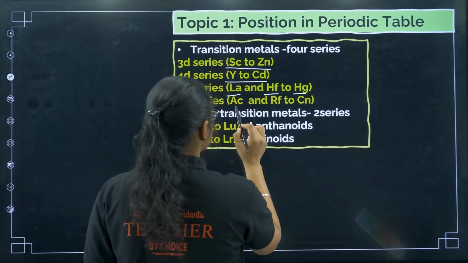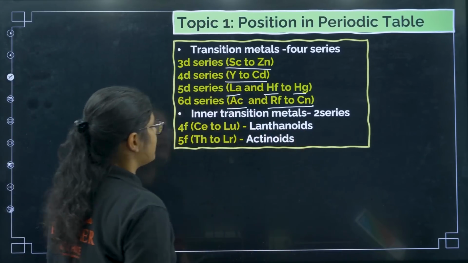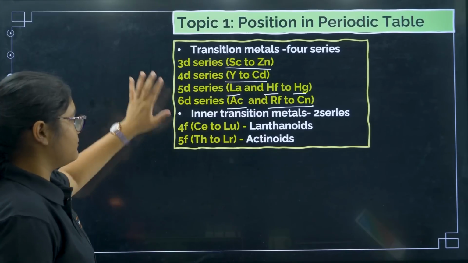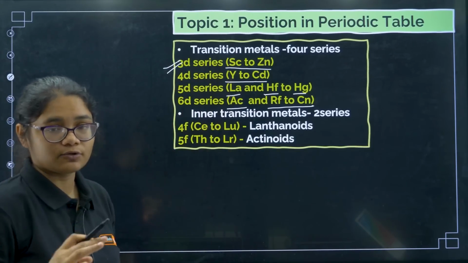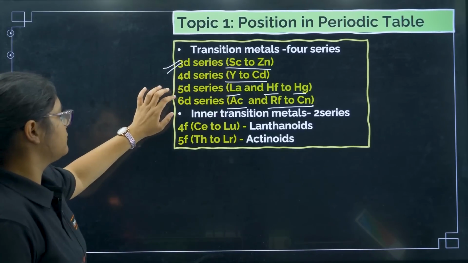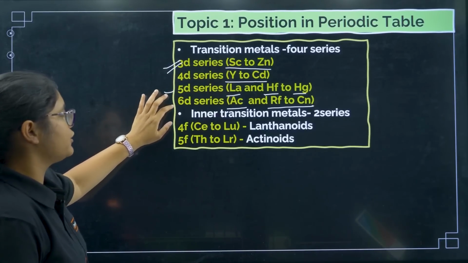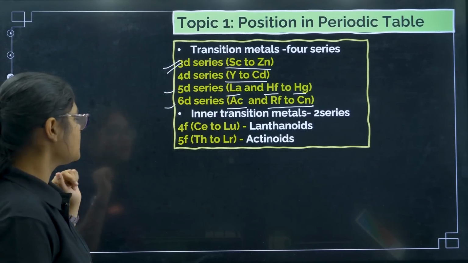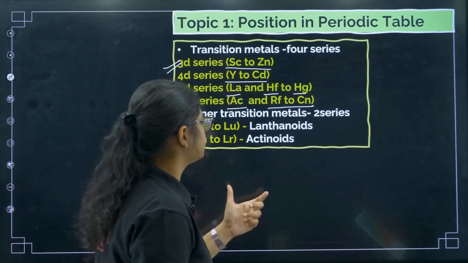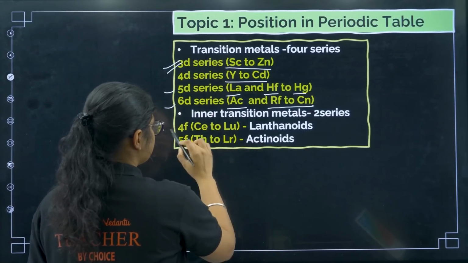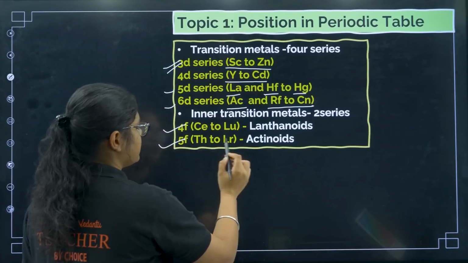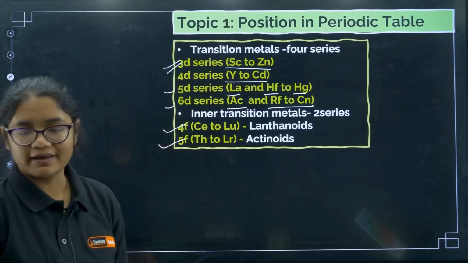Next, for the 6D series you have actinium and then Rf to Cn. You don't have to remember all this, but you have to know the elements of the 3D series very thoroughly, and then the actinoids and the lanthanoids. Now coming to inner transition metals: you have cerium to lutetium, the 4f elements, and the actinoids, thorium to lawrencium, the 5f elements.